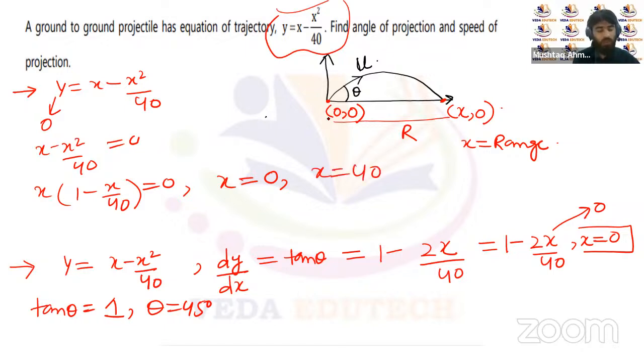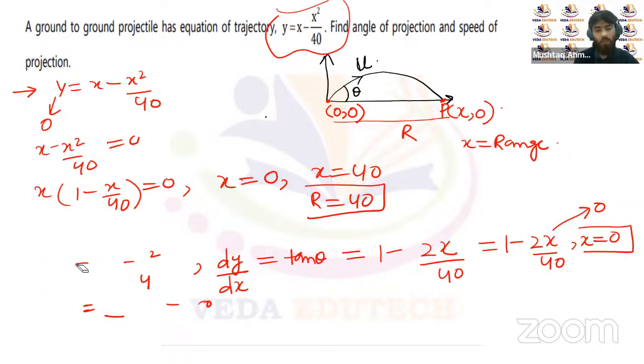And x equal to 0 is the point where the particle was projected. That's the origin. And x equal to 40 is this point P where it strikes. So it means that the range of this projectile is equal to 40. So 40 is the range of this projectile.